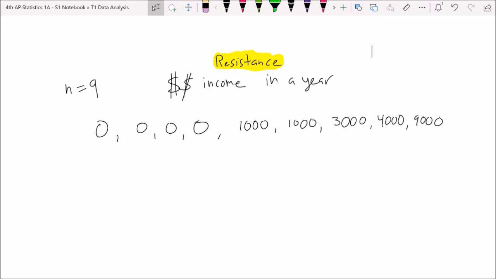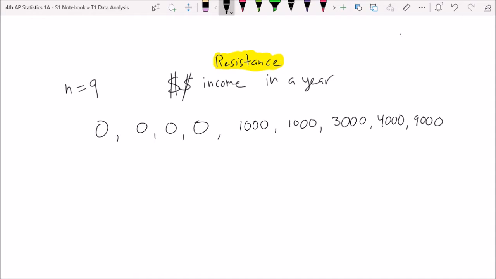So let's say that I was having a study session. I had 9 students in the room, and I've made up here for you the amount of money that each of them makes in a calendar year. So this is annual income. So some of them don't work, 4 of them don't work, and so they don't have a job, which is okay because they're in high school. It's totally fine. But 5 out of 9 of them do work, and some work just a little bit and they make $1,000 a year, and some work a little more and they make $3,000 and $4,000. One person works a bit, and so they make $9,000 in a year.